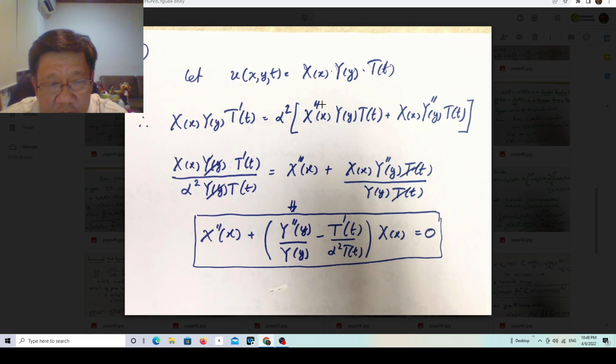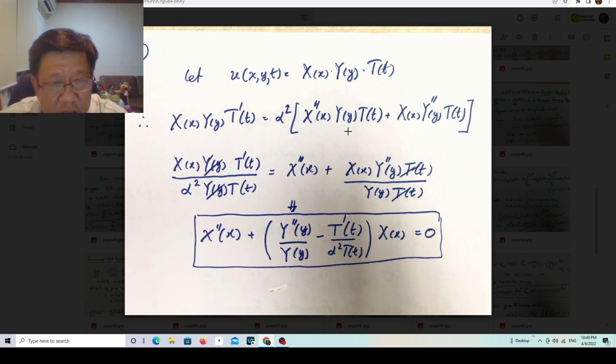Therefore, it only reflects the order of the functions that belong to x and belong to y here. And then we divide both sides by alpha square times X of x and Y of y. You can see that on the left hand side, the Y of y cancels, so the remaining is X of x times the first order of capital T, over alpha square times capital T in terms of small t.